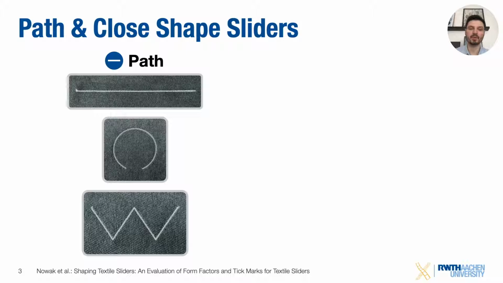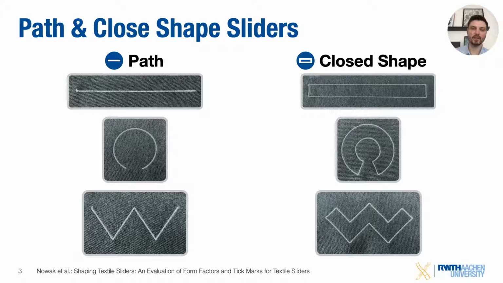For this, we created a set of different sliders. The simplest element you can find on textiles are single seams, so we decided to use those as the probably most unobtrusive slider element. In the following, we call those sliders path sliders. Furthermore, we created closed-shaped sliders that have a two-dimensional body like a rectangle.